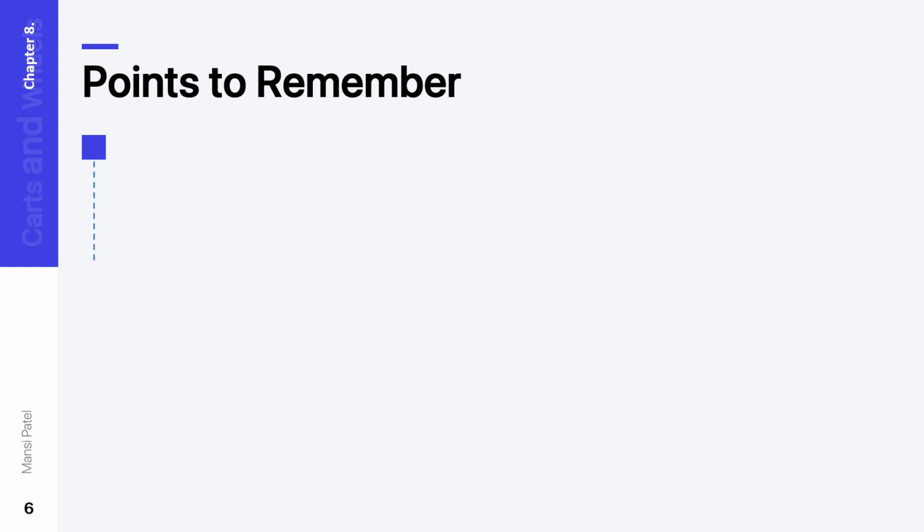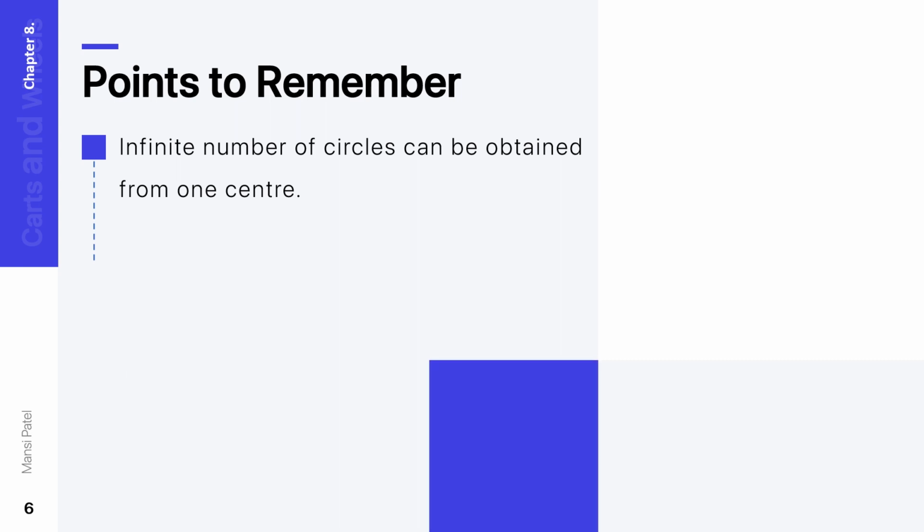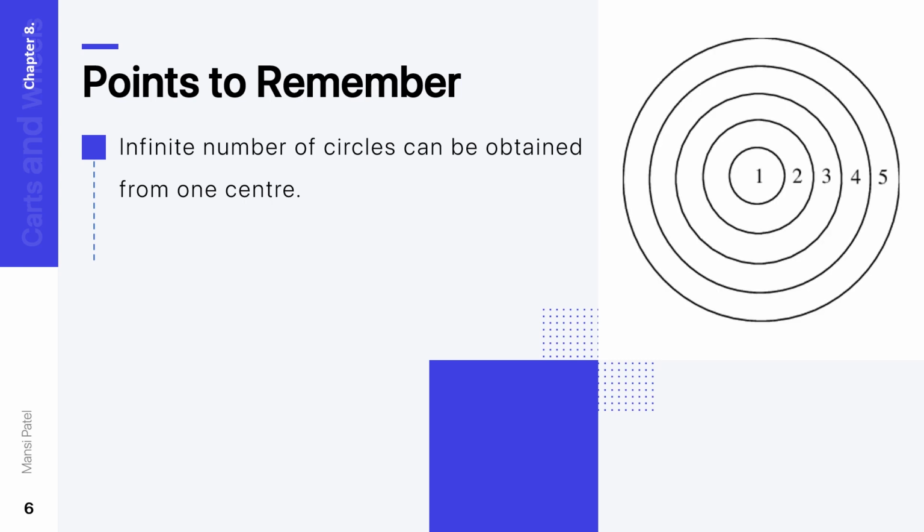See here, one more point to remember. An infinite number of circles can be obtained from one center. As you already know, a circle has only one center. Now they are telling that through that one center you can draw many circles. In this image you can see there are many circles: first, second, third, fourth and fifth.